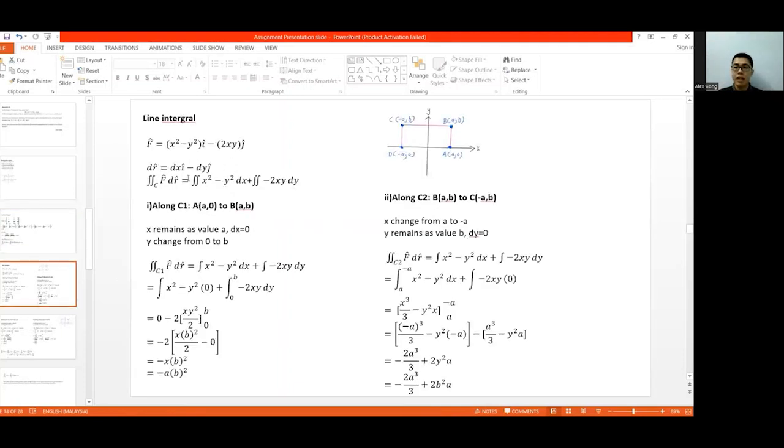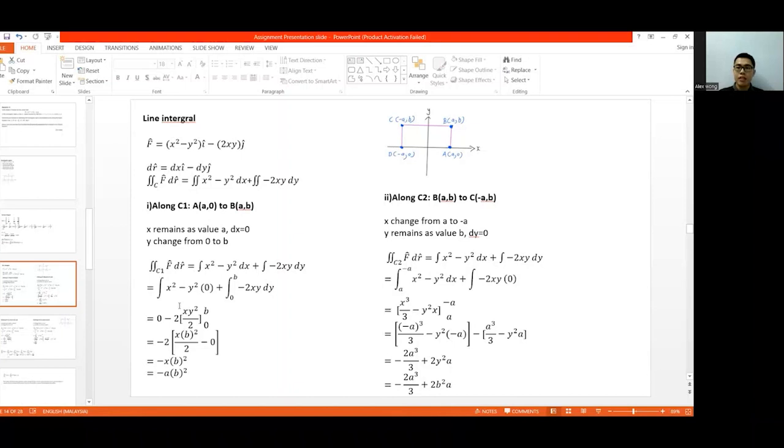Next, I will find the line integral of vector field F. From the graph we plotted previously, we get 4 paths. The first path is from point A to point B, the second path is from point B to point C, the third path is from point C to point D, and the fourth path is from point D to point A. For the first path, x remains as value a, and dx is equal to 0, and y changes from 0 to b.